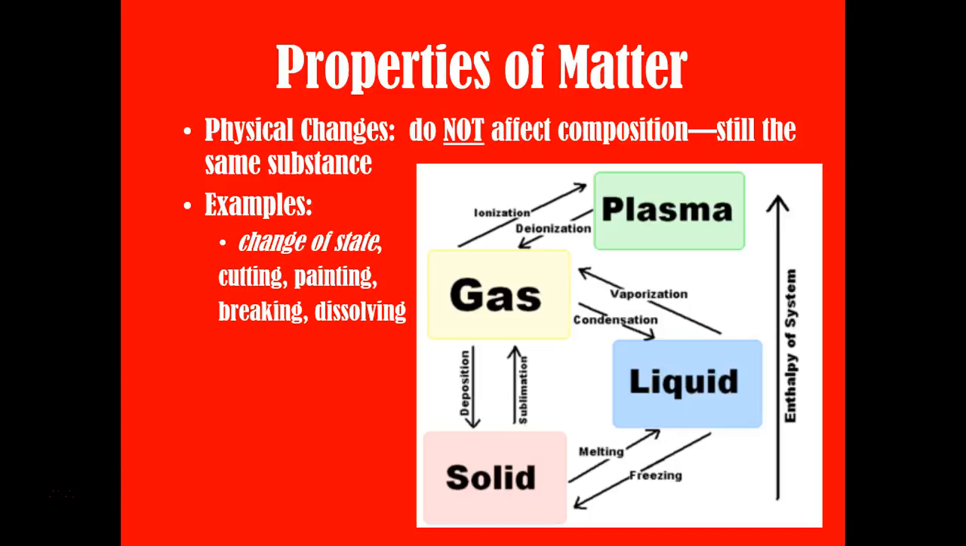Cutting something in half, so if you have wood, or a piece of paper, and you cut it in half, it's still the same chemicals. If you paint over something, a chemical reaction isn't happening there, you just have one thing covering up another thing. If you break something in half, similarly, it's going to be the same substance. You haven't changed what the substance is there. And dissolving is a little bit more controversial. Some chemistry people would say that dissolving is a chemical change, but it's just the particles spreading themselves out in a liquid, so lots of people think that that's a physical change.